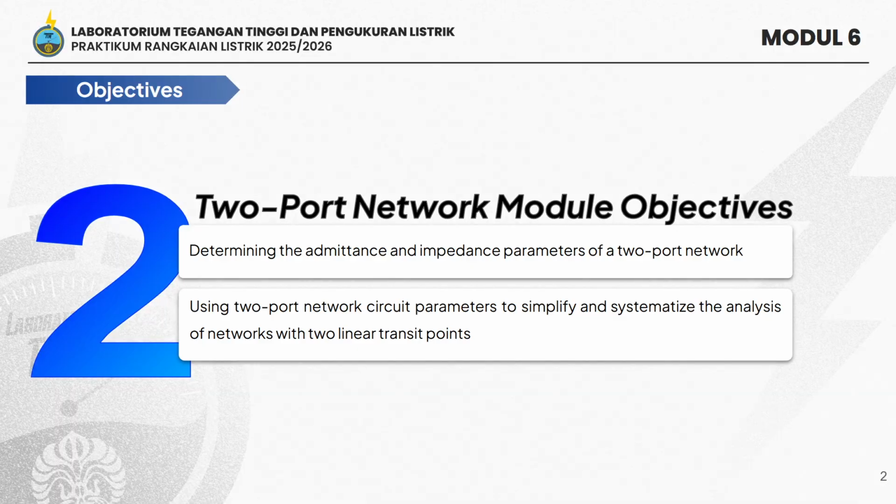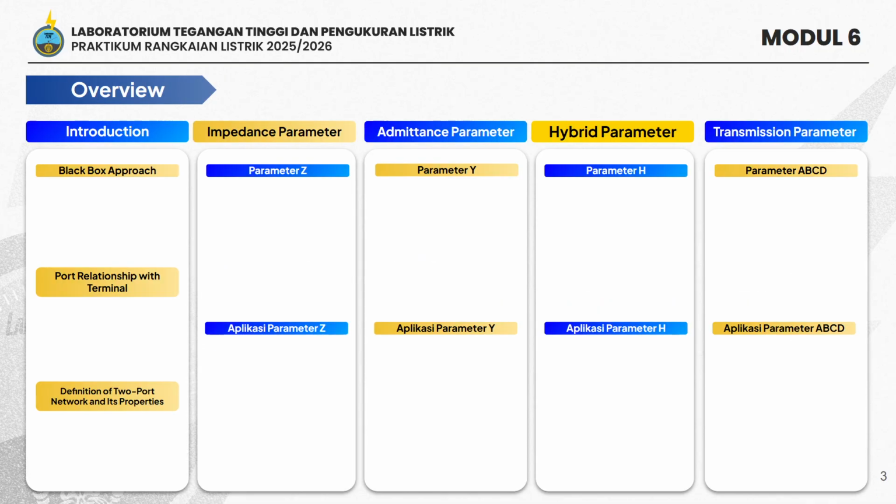Okay, so there are two main objectives in this network module. The first one is that students can determine the admittance and impedance parameters of a two-port network. And the second one, students can use two-port network circuit parameters to simplify and systematize the analysis of networks with two linear ports.